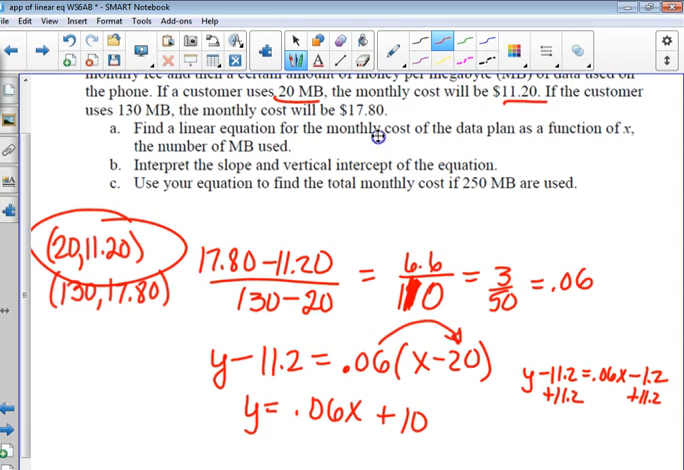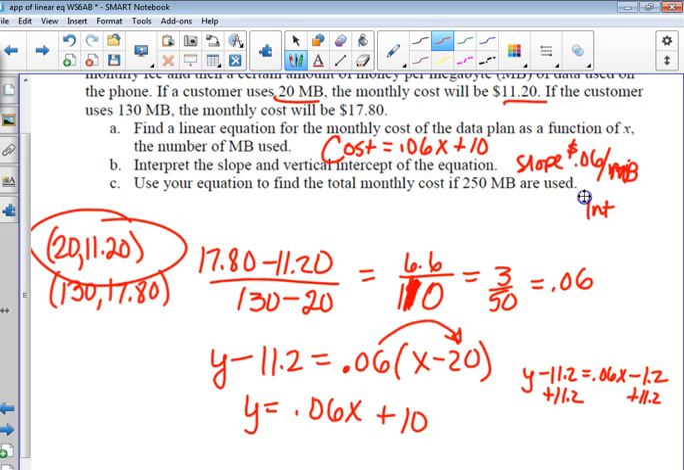Find a linear equation for the monthly cost. So that would be the cost equals 0.06x plus 10, where x is the number of megabytes used. Interpret the slope. What's the slope mean? Nobody did that? Yes, 6 cents per megabyte. Megabyte, not minute. Okay. And the intercept?